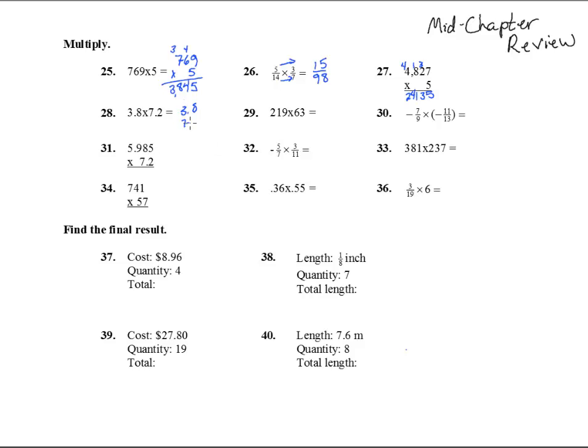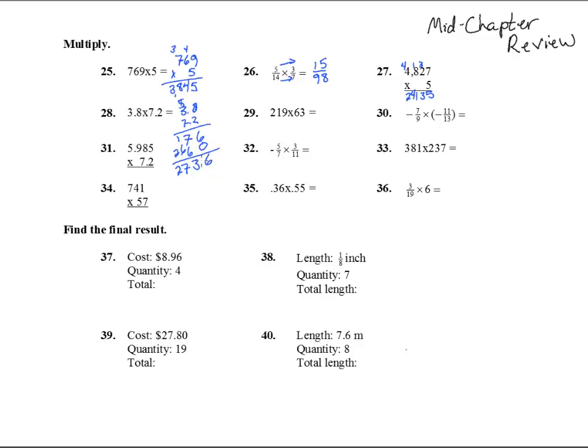3.8 times 7.2. 2 times 8 is 16. 2 times 3 is 6, plus 1 is 7. 7 times 8, oh, we better put that 0 there. 7 times 8 is 56. That's a 6, 5. 7 times 3 is 21, plus 5 is 26. So we get, adding them up, 6, 13, 27.